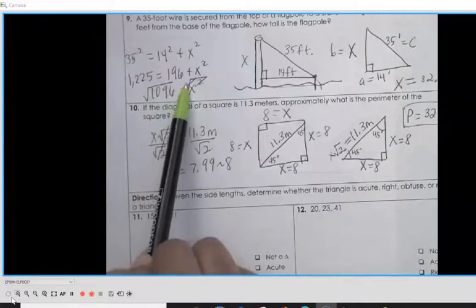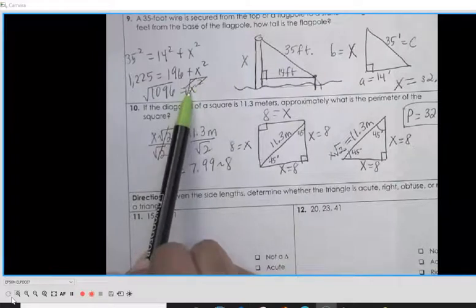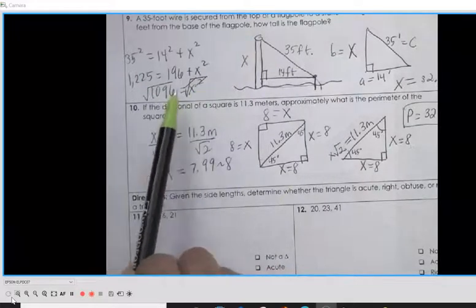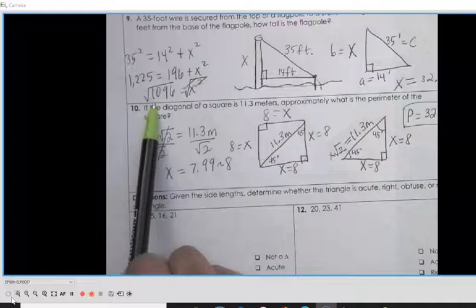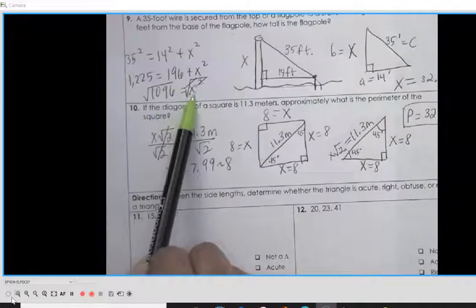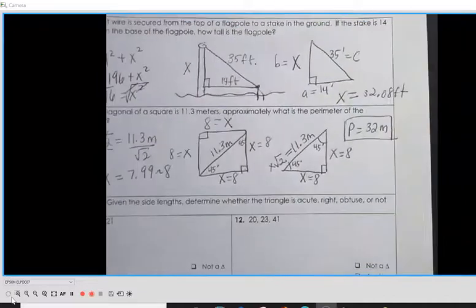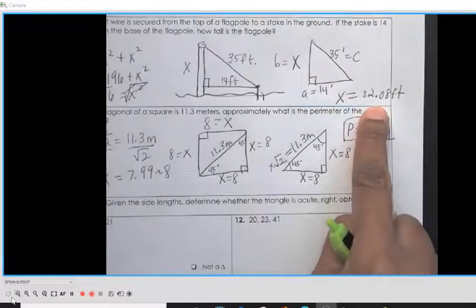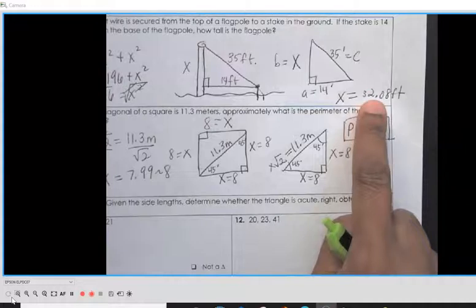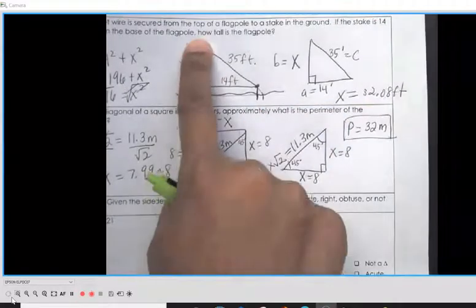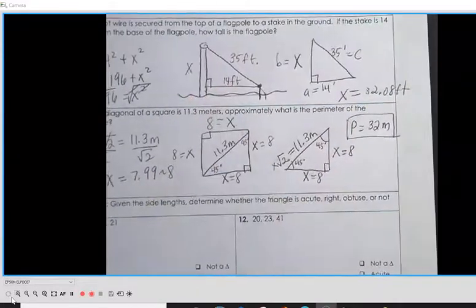And then I took the square root of that side to get rid of the square on the x, and did it to this side. So basically x equals the square root of this, 1,096, which came out to 32.08. 32.08 feet is the height of that flagpole, which is pretty realistic.